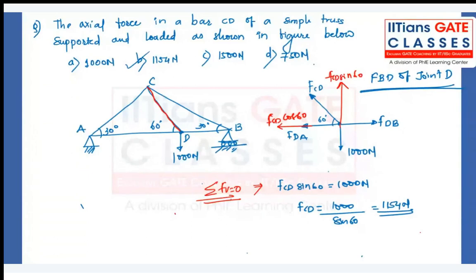And this member is in tension. This force is in tension. You can see, because we are pulling from this side and the direction of the force FCD is also going away, so on both sides it is in tension. So this was a very simple question. We'll solve a couple more simple questions where we are dealing with a single truss, and then we will make it a little complicated. Can I go to the next slide?